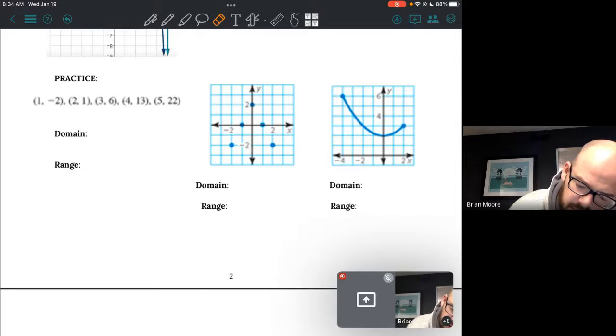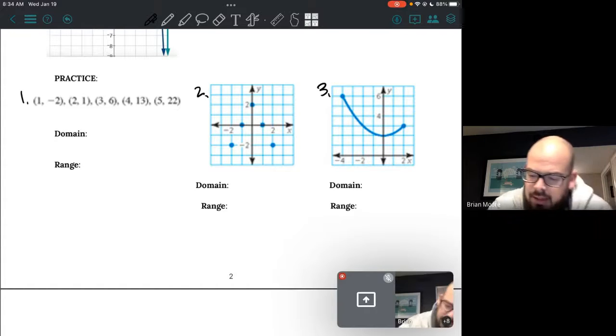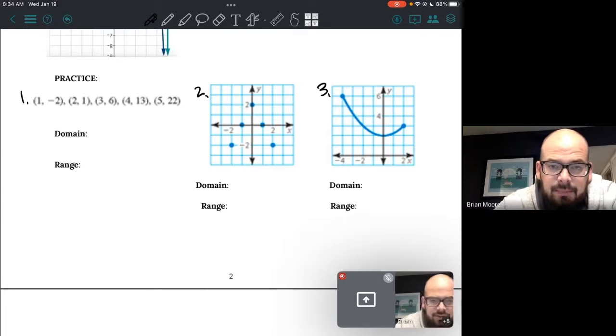There are 1, 2, 3 practice problems. I'm going to ask for you to complete those. You can type your answers out and submit them that way. Or if you're able to write in the notes, you can just do a screenshot and submit a screenshot of these 3 practice problems.